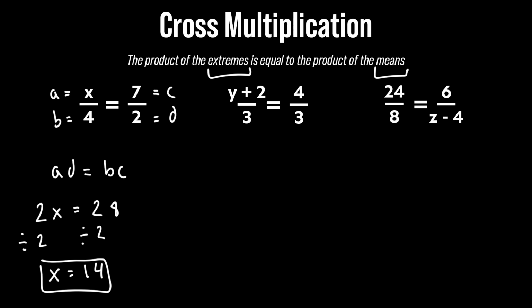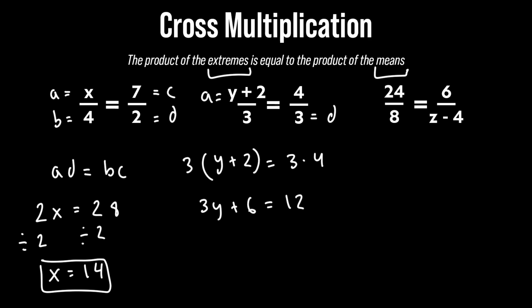Y plus 2 is now going to be set to A, and 3 is equal to D. So Y plus 2 times 3 is equal to 3 times 4. So 3y plus 3 times 2, which is 6, is equal to 12. Subtract 6 from both sides, we get 3y is equal to 6, and so y is equal to 2.